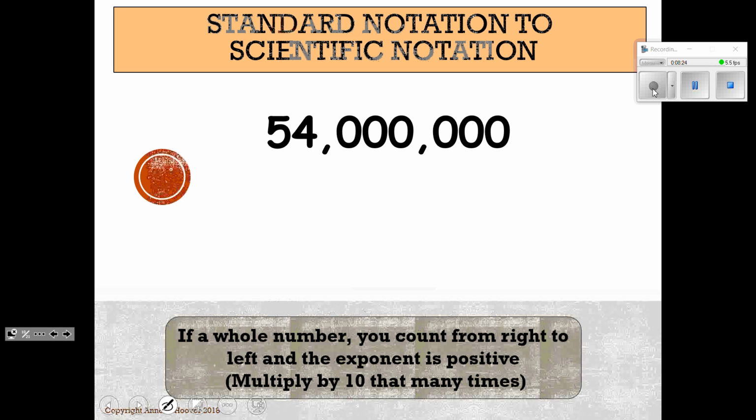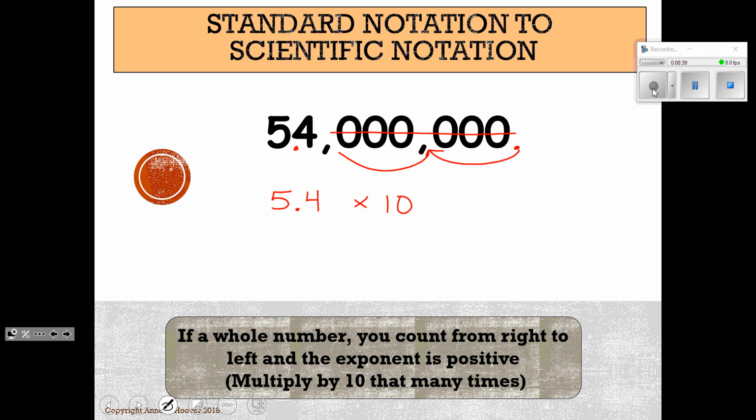Again, we have the decimal at the end. We want to move it between the 5 and the 4, so it'll read 5 and 4/10, which is a number between 1 and 10. I can get rid of all these zeros. They're unnecessary. Times 10 to what power? Here's 3, here's 6, and one more makes 7.